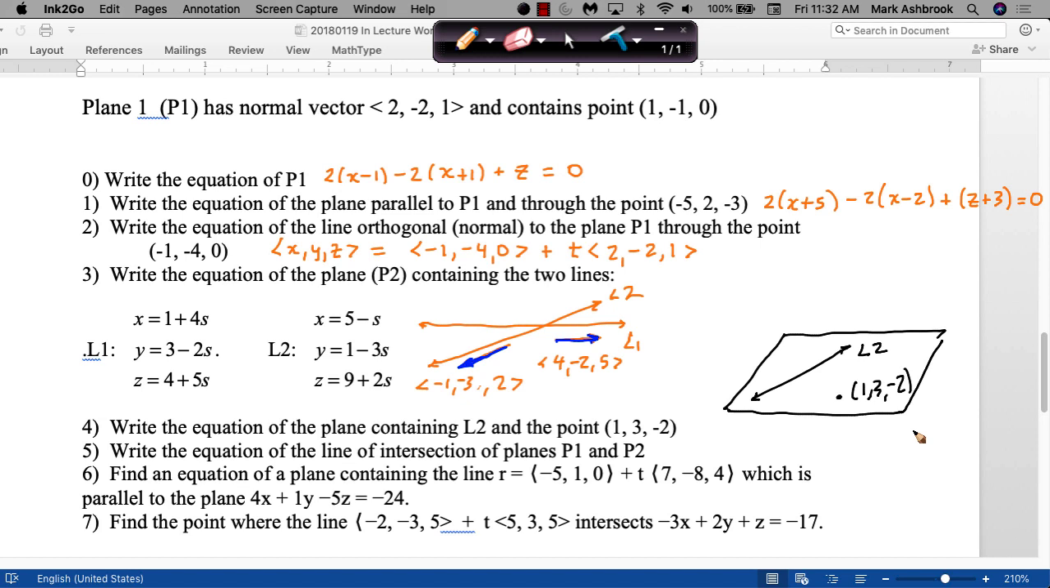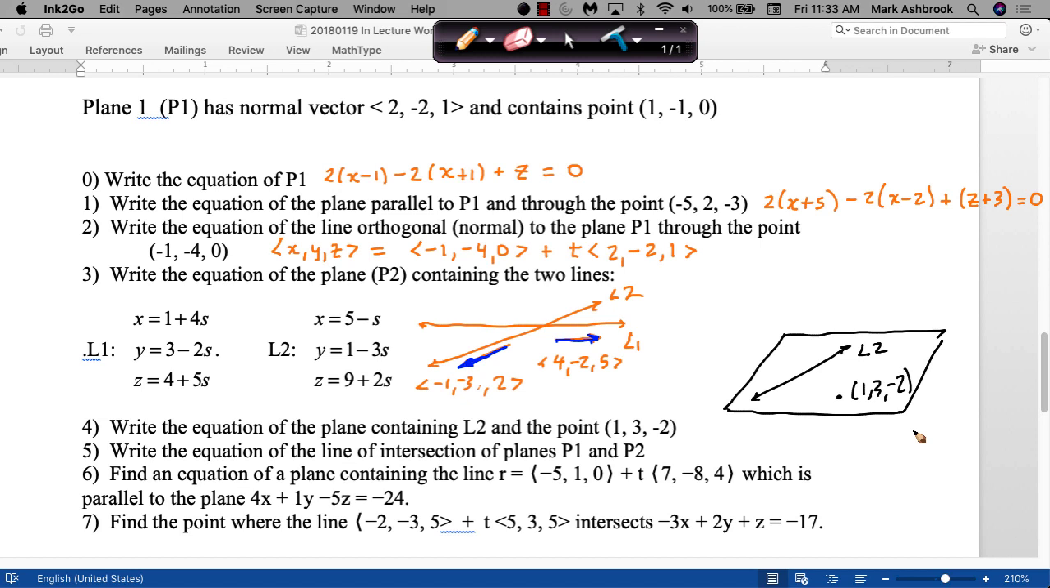Okay, I put the answers for 0, 1, and 2. So check your answers for 0, 1, and 2. 0 is just plug in the numbers. If two planes are parallel, then what about their orthogonal vectors, their orientation vectors, their ABC vectors? They're the same, right? Or scalar multiples of each other. So if you want something parallel to P1, you can use the same normal vector as P1.